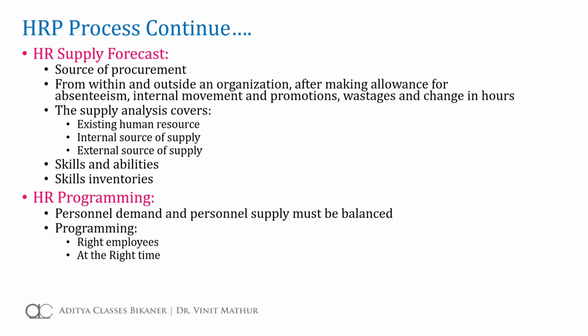The next point is HR supply forecast. As a human resource manager, we must know what are the different sources of procurement, recruitment. Likewise, in the previous video, I told you schools, colleges, academies, universities are the sources of HR supply. We must be aware of the number of existing human resources, internal sources of supply by transfers and promotions, and external sources of supply like competitors and universities and different colleges. What kind of skills and abilities are there in the new hires? Skill inventories, like we must be aware of how many MBA colleges are there, how many medical colleges are there, how many other engineering colleges are there in our field, in which field we are.